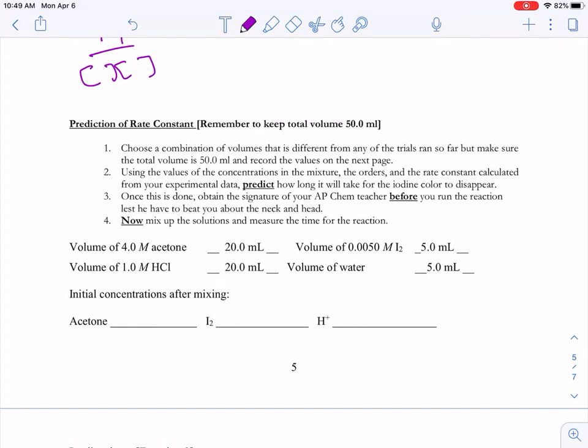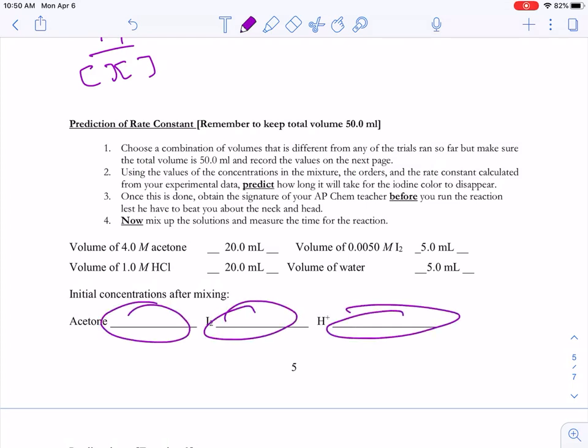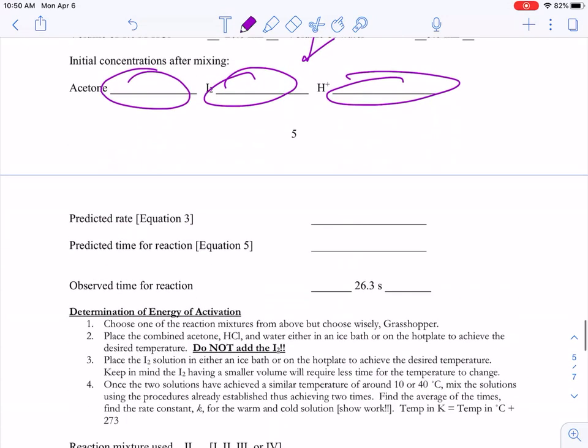So then here's going to be the cool part of this. Again, if you were actually doing this lab, I'd let you guys pick these volumes. But I went through and I picked the volumes for you, and I ran this reaction. So I said, okay, I'm going to start with 20 milliliters of acetone, 20 milliliters of hydrochloric acid, 5 milliliters of I2, 5 milliliters of water. So what you need to do is you need to go through and calculate these concentrations after they're mixed. Remember, the total volume is still 50.